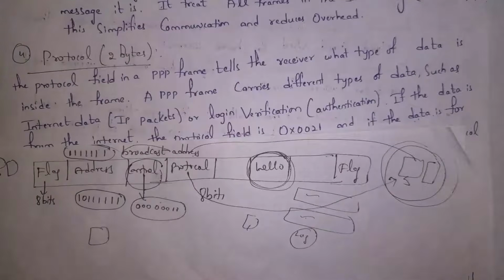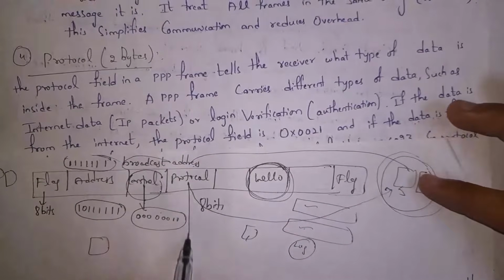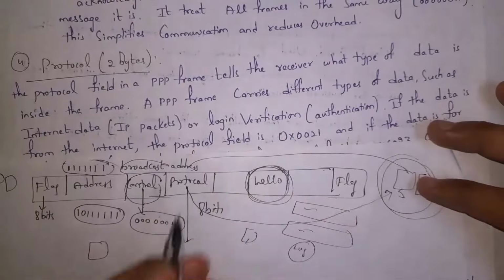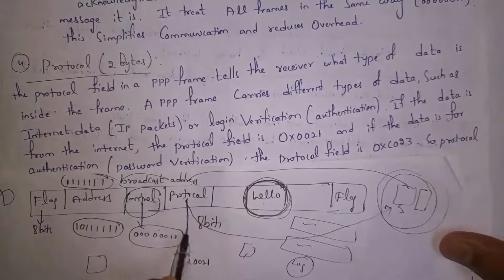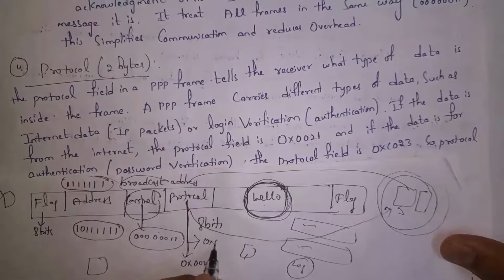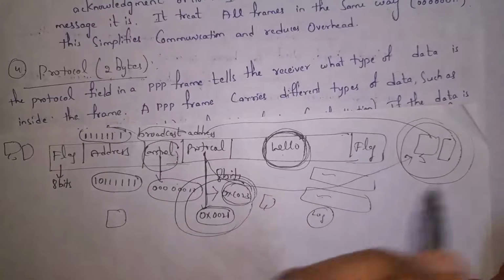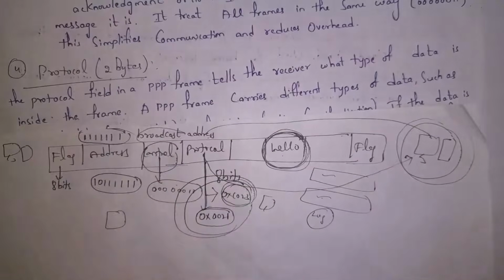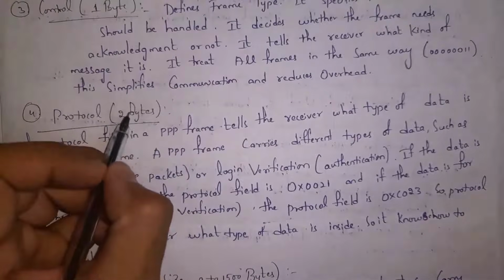The response is whether the user is a correct user or not. So the protocol field verifies whether the data is internet data or login data. If the data is internet data, then it will include a value like 0x0021. For example, if this data is login data, then the protocol field contains the value 0xC023. So based on these values, the receiver will identify what type of data is present inside the frame, whether the data is IP data or login verification data. And the protocol value is not 1 byte, it is 2 bytes, that is 16 bits.